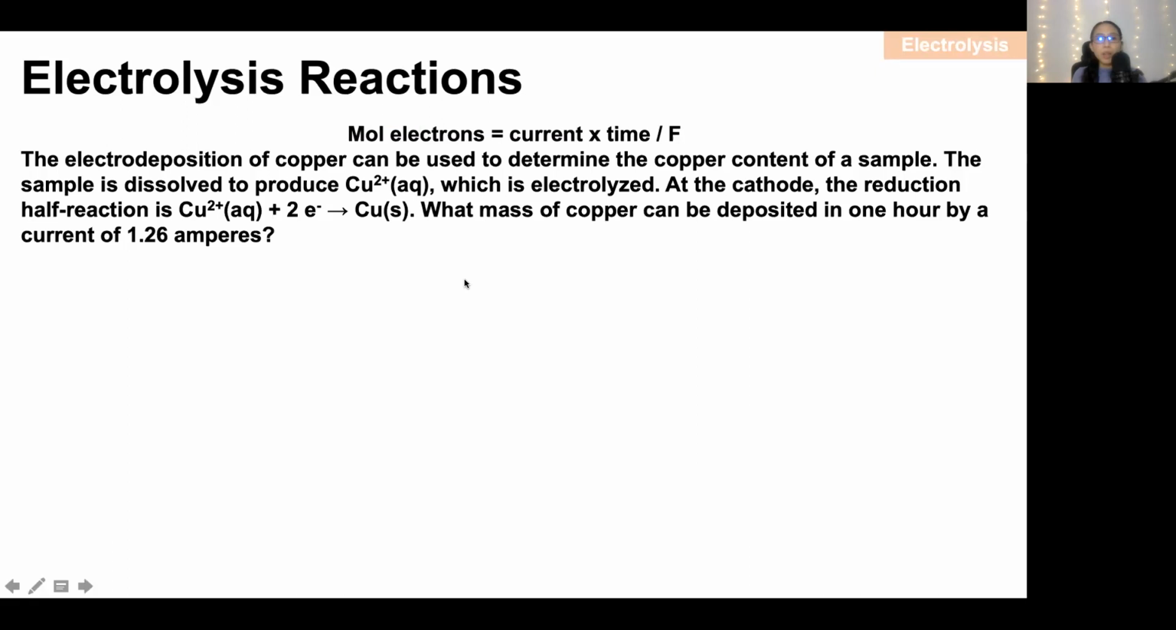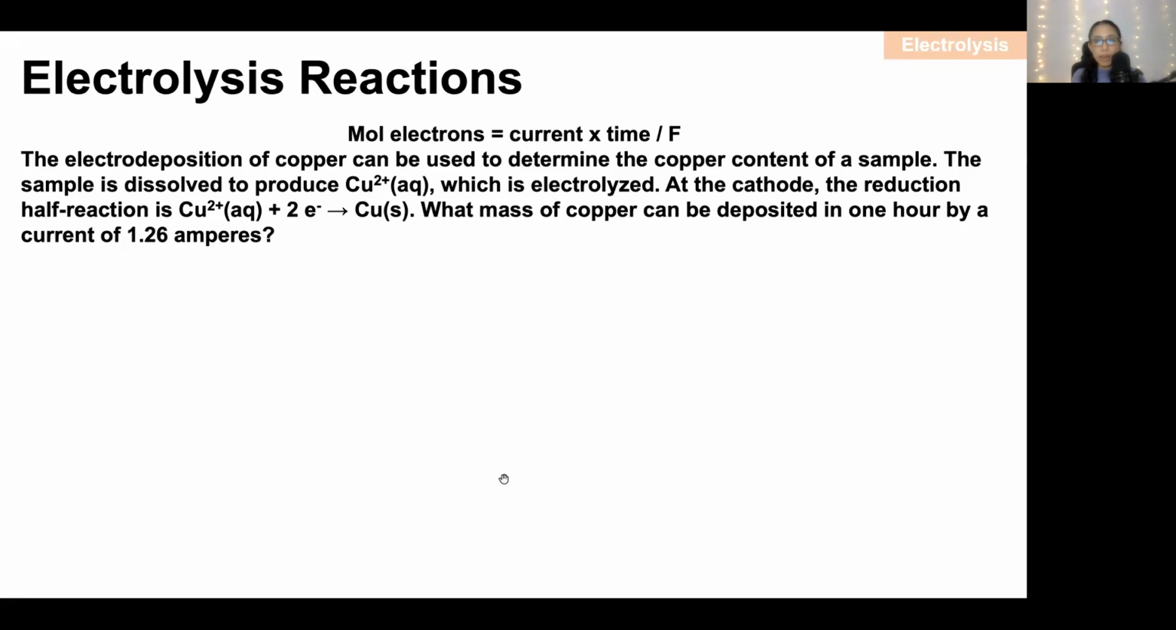So for example, we have electrodeposition of copper. So you are electrolyzing copper from a certain sample. So gusto mo lang makuha yung copper. So you want to deposit just copper. So the sample is dissolved to produce an aqueous solution of your copper ions. This is the one that you electrolyze. So at the cathode, your copper 2 ions get reduced to solid copper. So yun, nagkaroon ka na ng pure copper, right? So the question is, what mass of copper can be deposited in 1 hour by a current of 1.26 amperes?